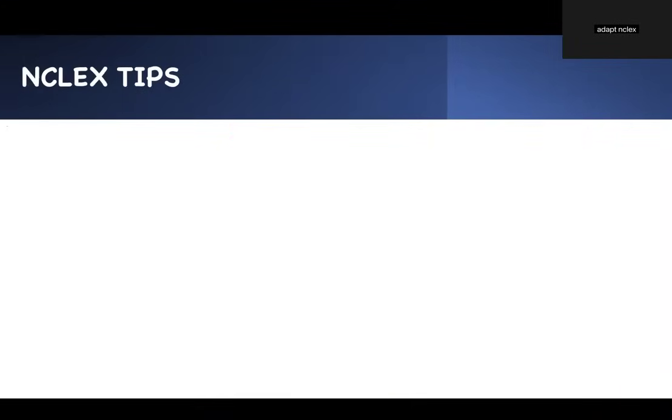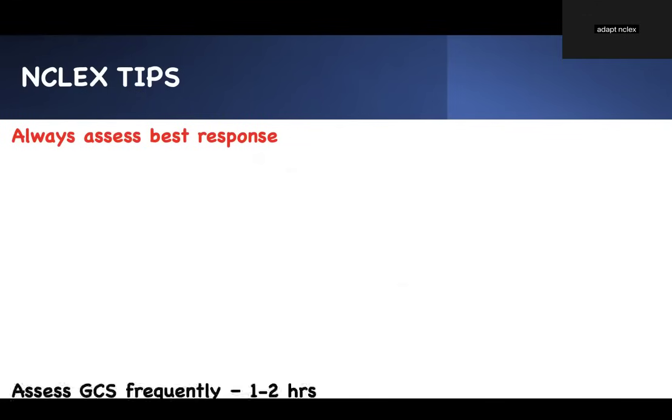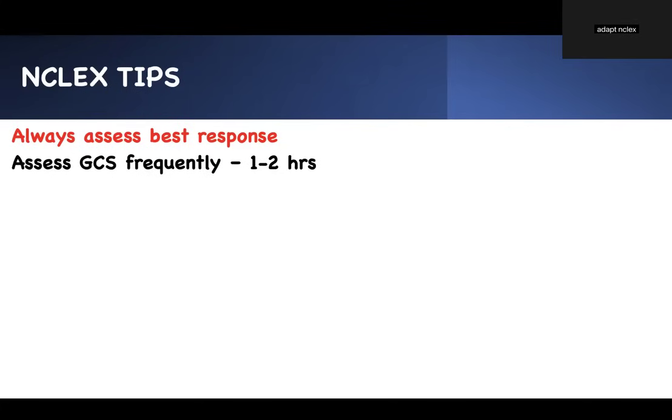Now, let's recap and use these NCLEX steps, because NCLEX steps are very important when you see a question. Always assess the patient's best response. Pick the best they can do, not the partial one. And then you have to assess the GCS frequently, because it can change. Any change, when it starts going down, is a problem. That means ICP is an issue. If it's going up, it's good.